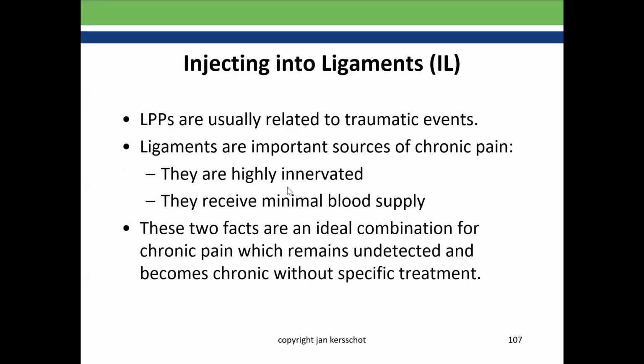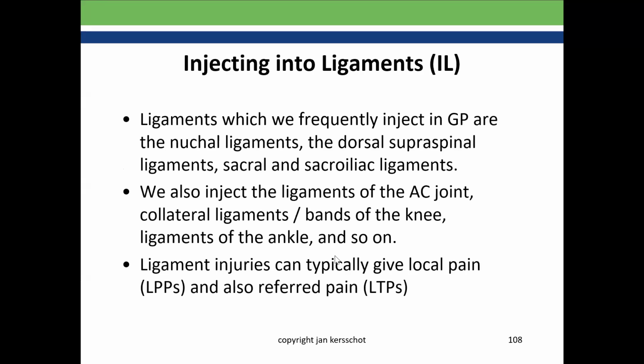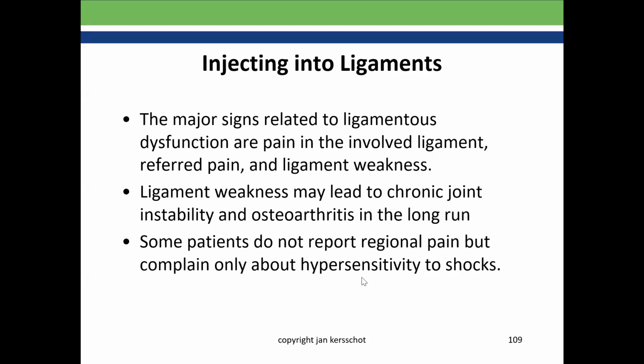And they are highly innervated and also receive minimal blood supply, which means that they are very difficult to heal by themselves, much more difficult than muscles, for example. And we inject, for example, collateral ligaments, the bands of the knee, ligaments of the ankle, and they can give both local pain and referred pain. For example, the sacroiliac ligament is a very popular one.